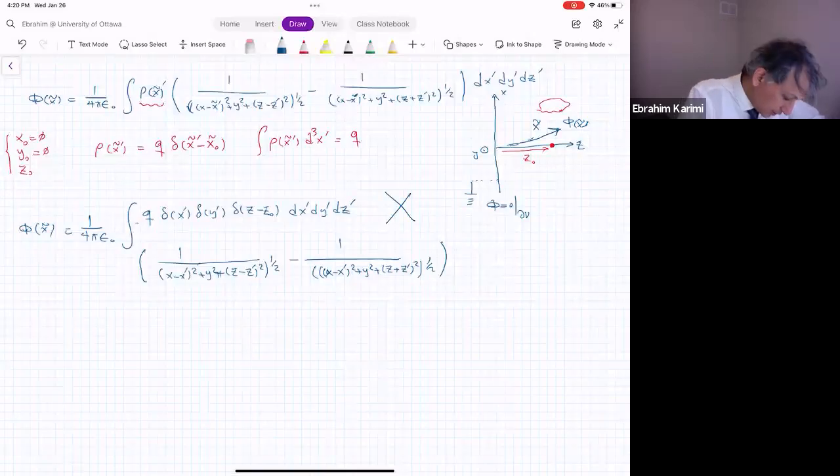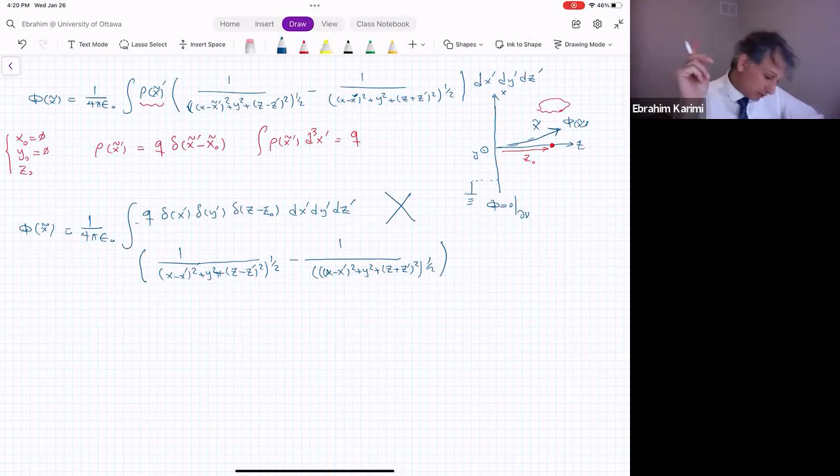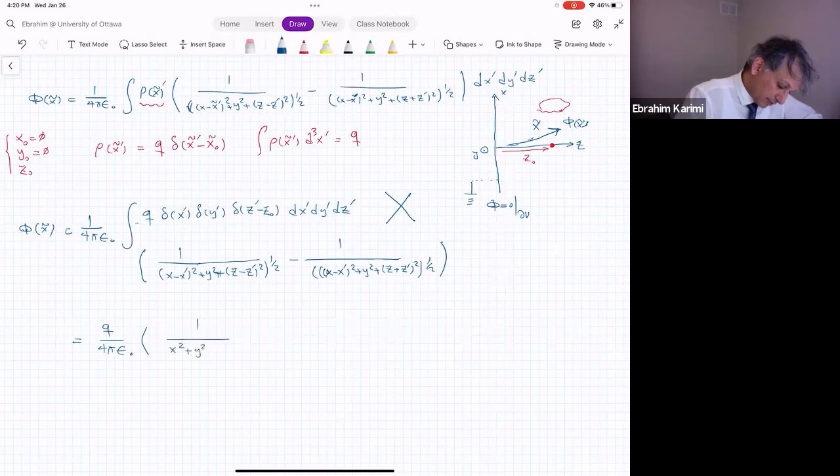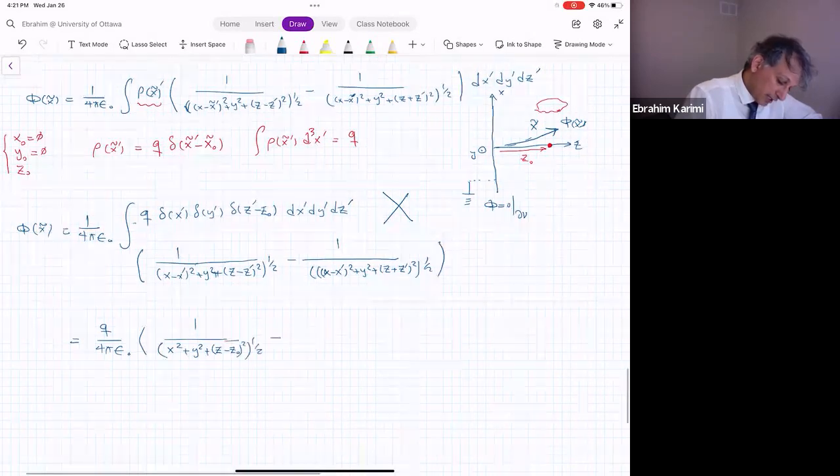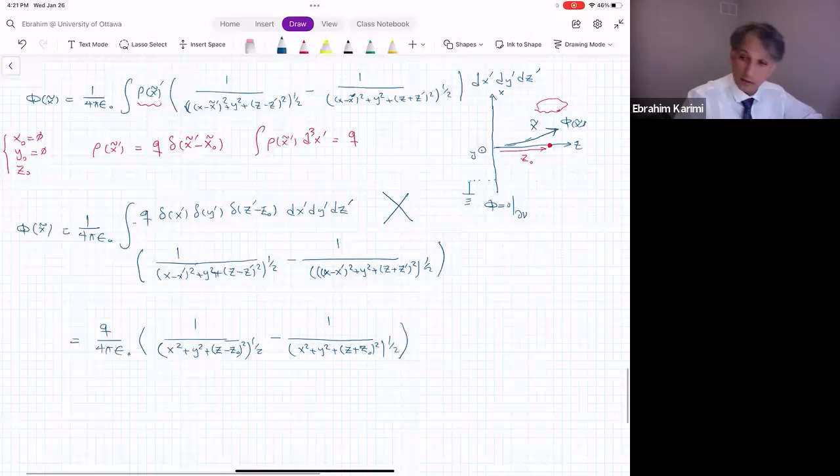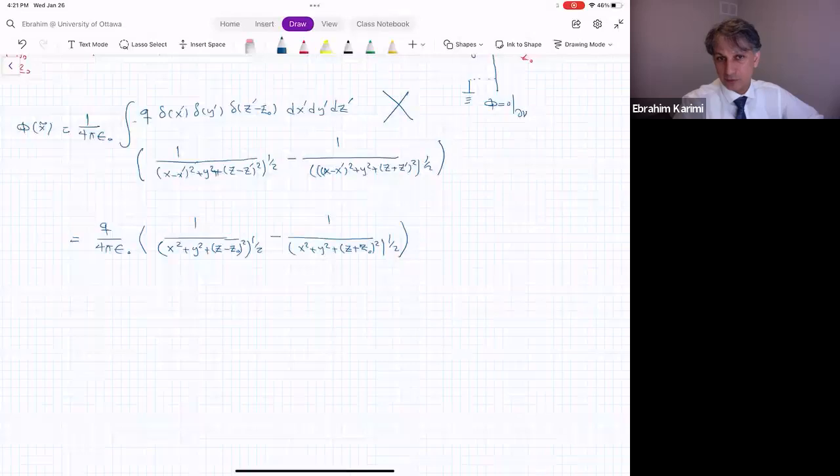Good. And the integral on x prime of the delta will be 1. The integral on y prime of the delta will be 1. For the integral on z prime, any z prime will be replaced by z0. And that will be q divided by 4 pi epsilon naught, then 1 divided by x squared plus y squared plus (z minus z0) squared, to the power of 1/2, minus 1 divided by x squared plus y squared plus (z plus z0) squared, to the power of 1/2. Clear? Good. So that is the potential that we found for this specific problem.